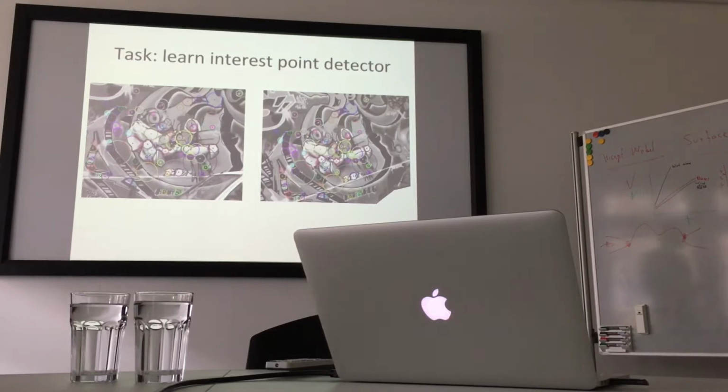As I said, this is a well-studied task. There was like 20 years of research on it, and there are some well-working solutions like the DoG feature detector.